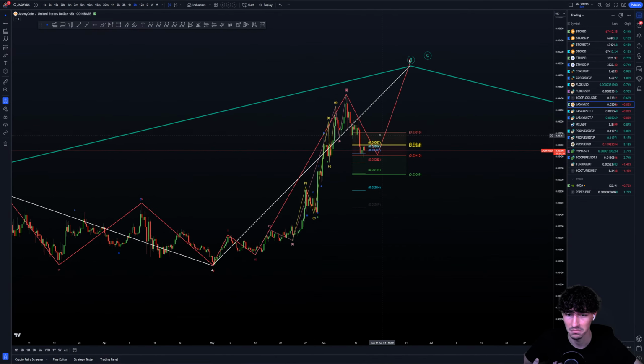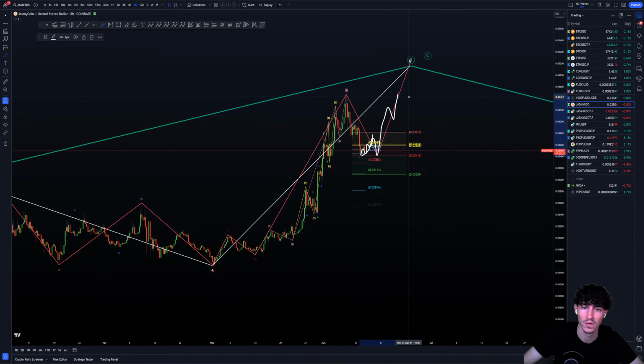Sorry, JASMY into the wave 4 buy zone. We just need to wait now for it to bounce. We need to create some small 5 waves up, as always. We need to get a small wave 1, 2, 3, 4, 5 to make a bigger wave 1, 2, and bam, 3, 4, 5 to make this bigger impulse into the red wave 5. If we don't manage to get these small 5 waves, it's not going to bounce.